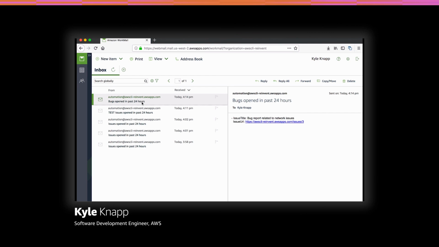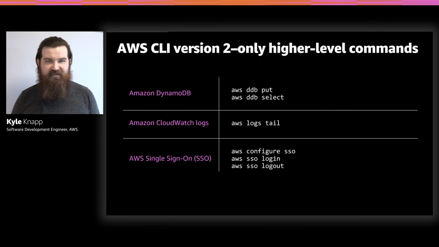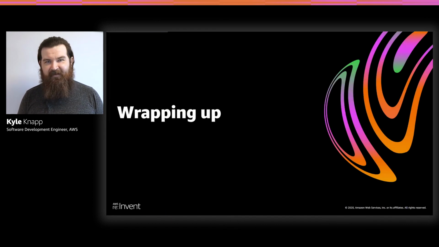And in addition to the helpful commands I demoed, here's some other V2 only commands I recommend learning about. So along with the DDB select command, there's a put command that abstracts over writes to a DynamoDB table. There are also AWS single sign-on specific commands that allow you to sign in with your username and password to your SSO portal and federate credentials to the AWS CLI. And with the final section complete, let's wrap up this session.